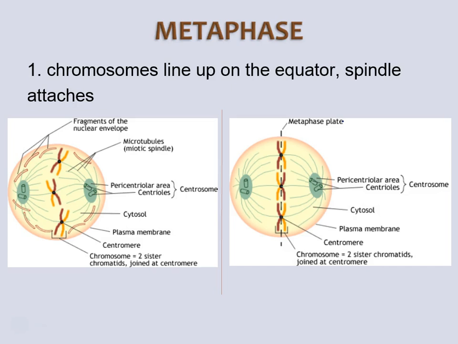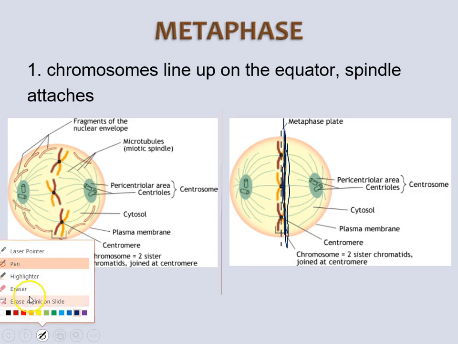Next, you have metaphase. This is where your chromosomes line up in the middle. So remember M for middle. And here we call it the metaphase plate or the equator. Like we were saying, the poles, North Pole, South Pole. Now in metaphase, you have your chromosomes lining up single file by the equator.